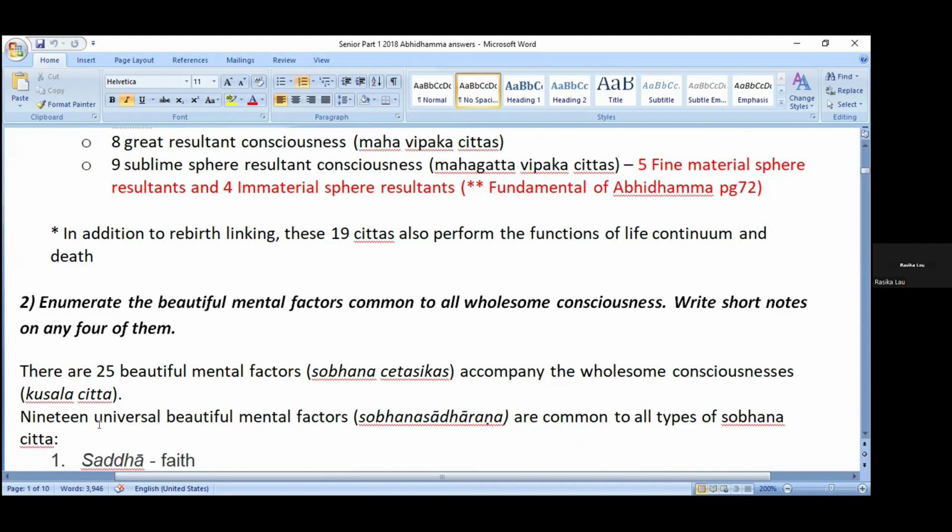The rest, when the occasion arises and the particular consciousness arises, then that particular mental factor from 20 onwards can arise. So this is only the 19 of them. So no choice. You have to learn this by heart, by hook or by crook, however you can. Just remember all the 19.